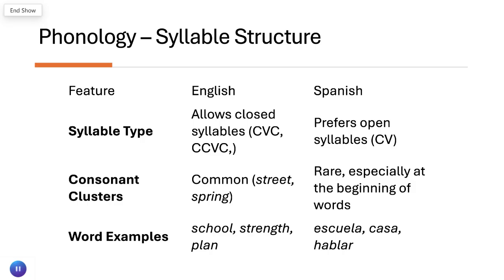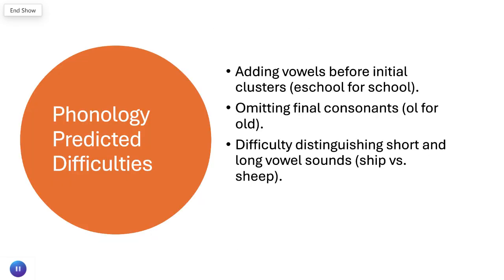So, for example, here we have English where we allow closed syllables, and we have our CVC words, whereas Spanish prefers open syllables. These are some common clusters, the words straight and spring. And it's especially at the beginning of words. Oops, sorry, I skipped a slide.